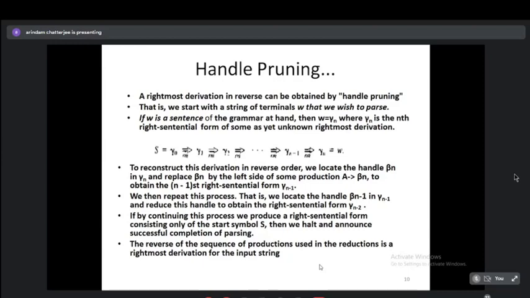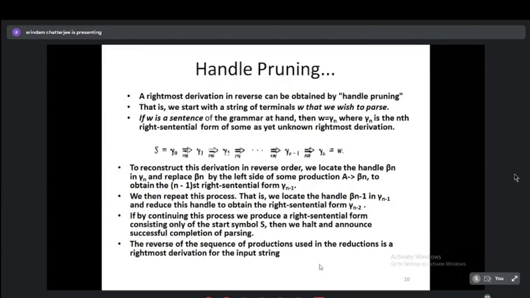That is what you are going to do with bottom-up parsing. So to reconstruct this derivation in reverse order, we locate the handle beta n in gamma n. Every gamma n should have a beta n, which is the handle. As I said, the handle is basically a substring of gamma n. Here it is called beta n, and beta n has to be replaced by the left-hand side of the production A producing beta n. The moment you do that, you get gamma n minus 1. Please note this. If it is clear, then understanding the bottom-up parsing activity is rather clear. Of course, it takes time to understand because it is not really intuitive. It is kind of counterintuitive.